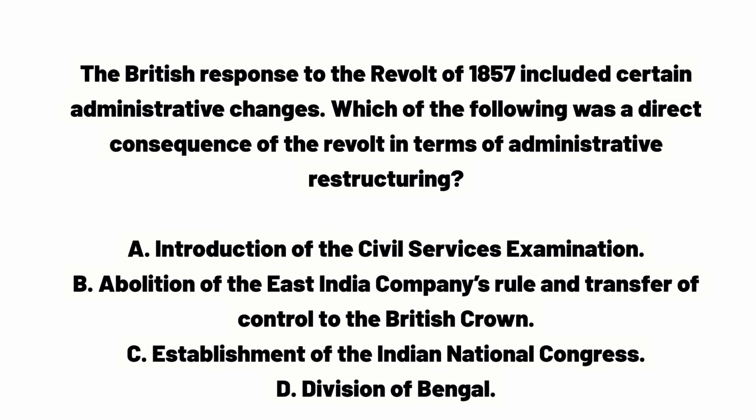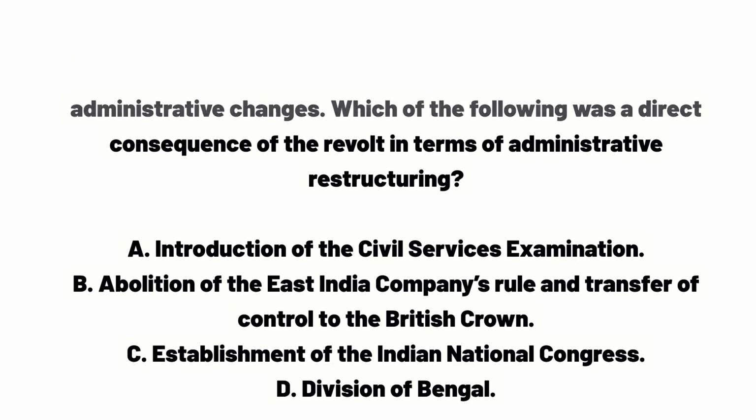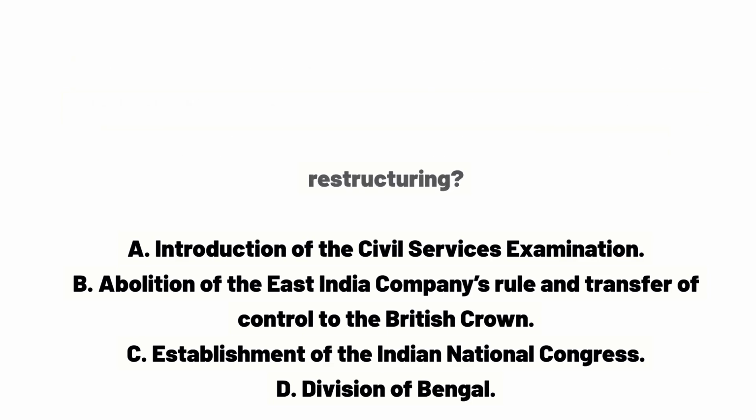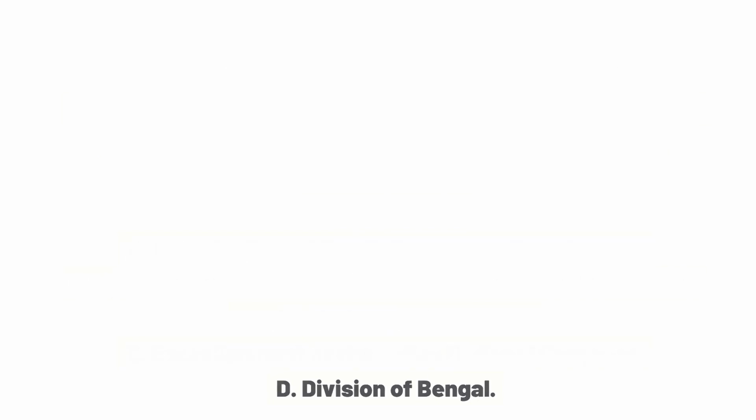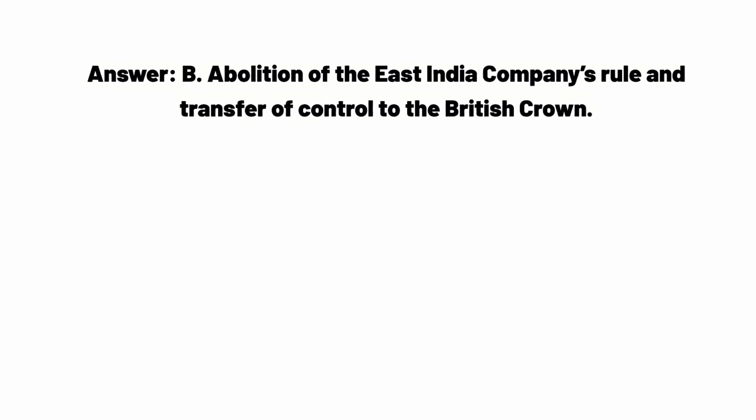The British response to the revolt of 1857 included certain administrative changes. Which of the following was a direct consequence of the revolt in terms of administrative restructuring? A. Introduction of the Civil Services Examination. B. Abolition of the East India Company's rule and transfer of control to the British Crown. C. Establishment of the Indian National Congress. D. Division of Bengal. Answer. B. Abolition of the East India Company's rule and transfer of control to the British Crown.